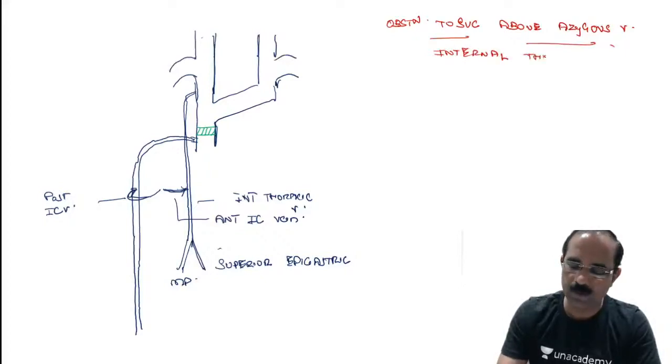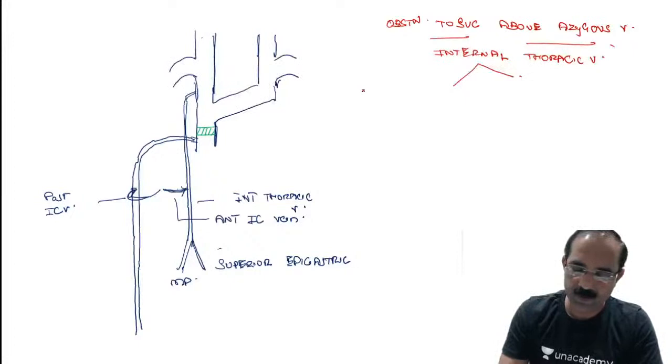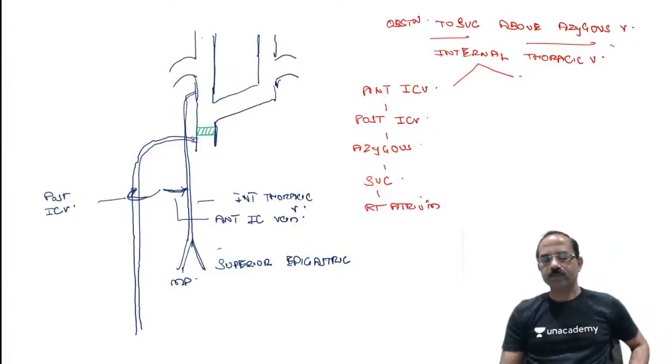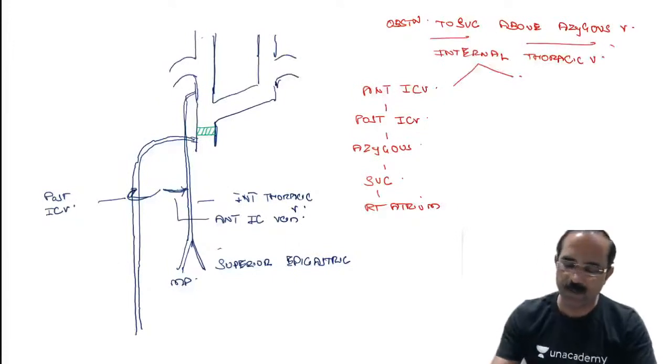Internal thoracic vein. And from the internal thoracic vein there are two pathways. One is anterior intercostal vein, posterior intercostal vein, azygous, SVC, right atrium. Okay, anterior intercostal, posterior intercostal, azygous, SVC, and right atrium.